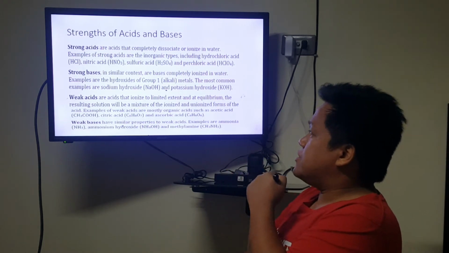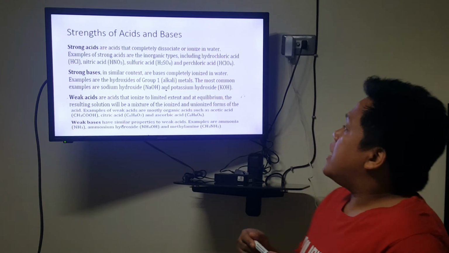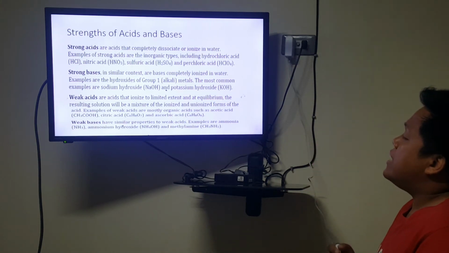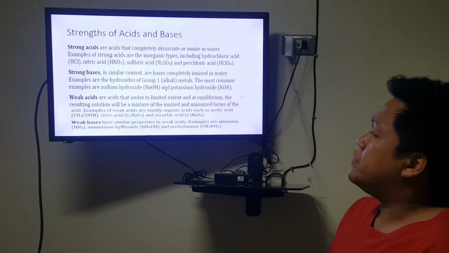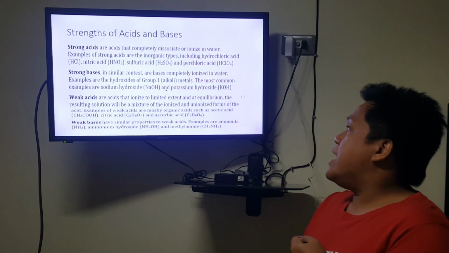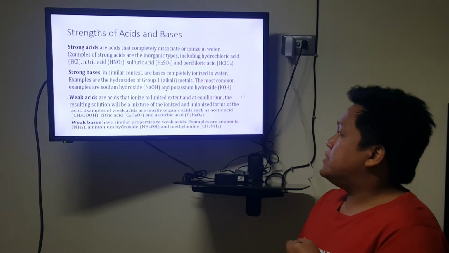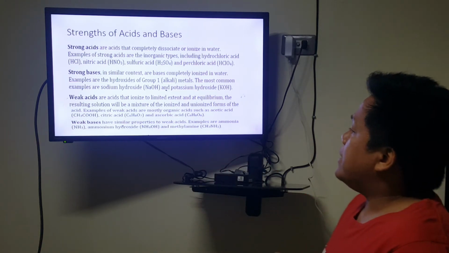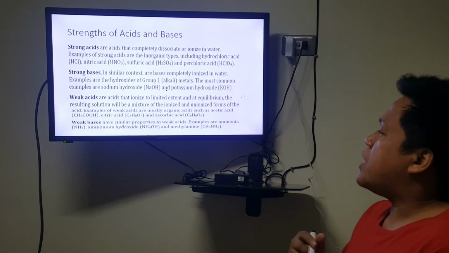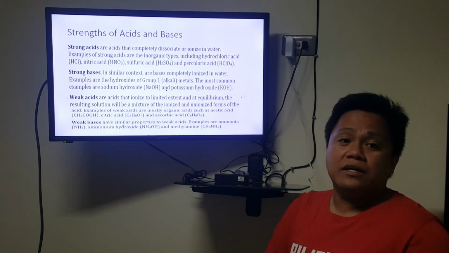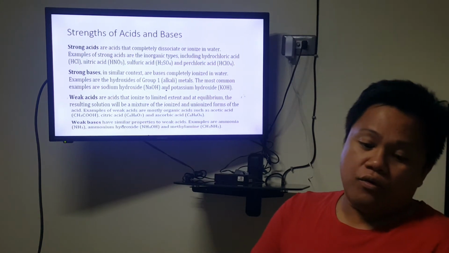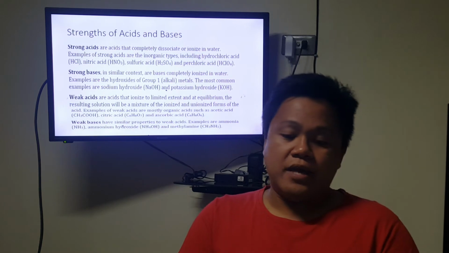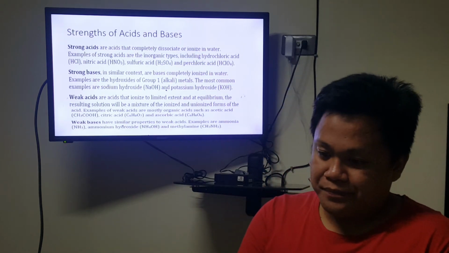Weak acids are acids that ionize to a limited extent and reach equilibrium. The resulting solution will be a mixture of the ionized and unionized forms of citric acid and ascorbic acid. Weak bases have similar properties to weak acids. Examples are ammonia or ammonium hydroxide and methylamine.